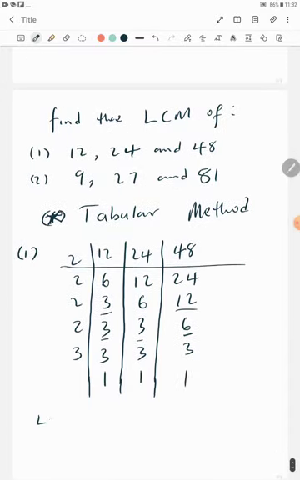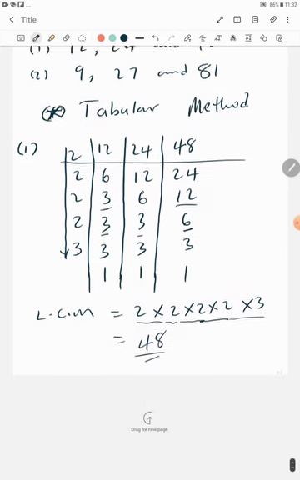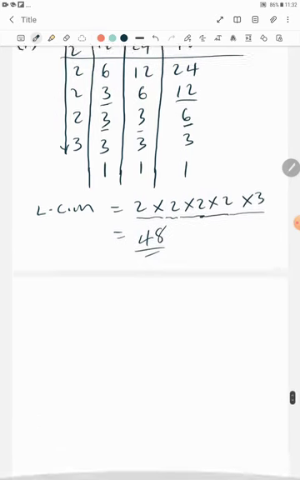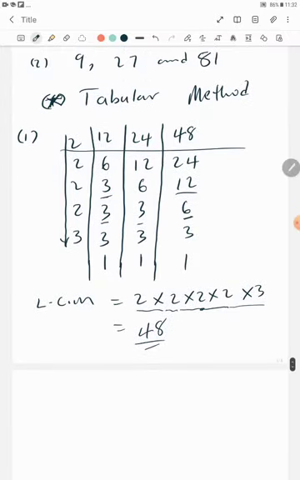Our LCM now equals the multiplication of all these numbers here. That's 2 times 2 times 2 times 2 times 3. 2 times 2, 4, times 2, 8, times 2, 16, 16 times 3, that will give us 48. Therefore, the LCM of 12, 24, and 48 is actually what? 48. So this is the tabular method.